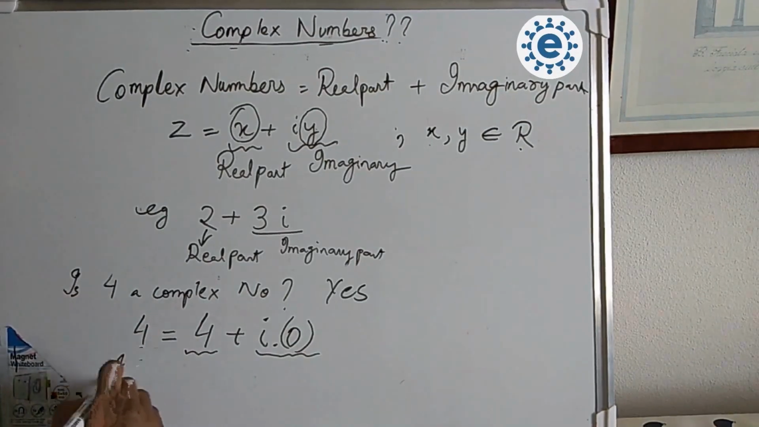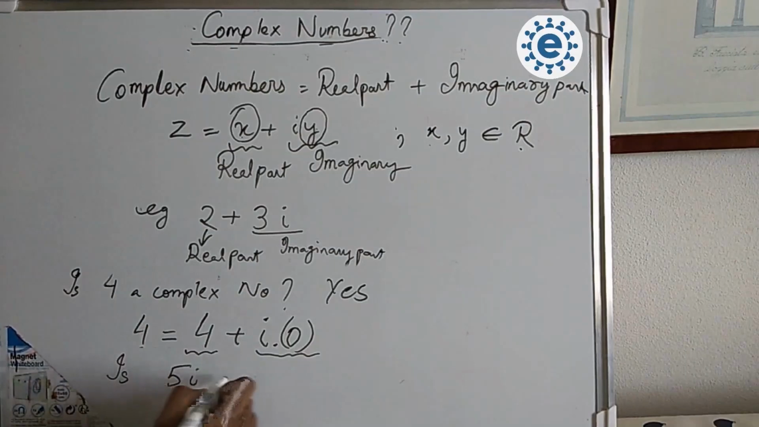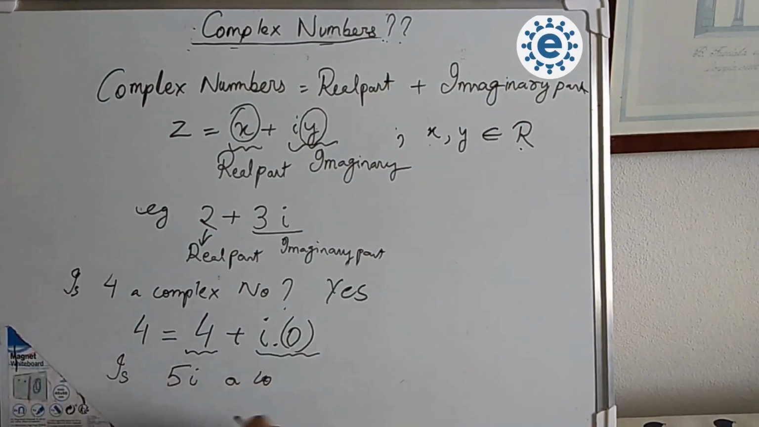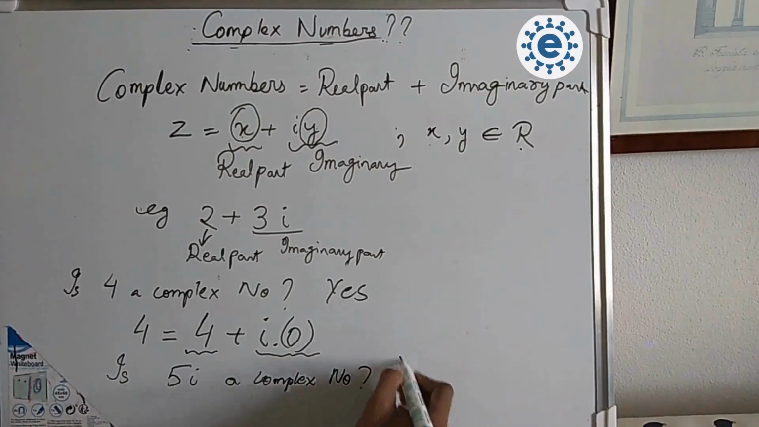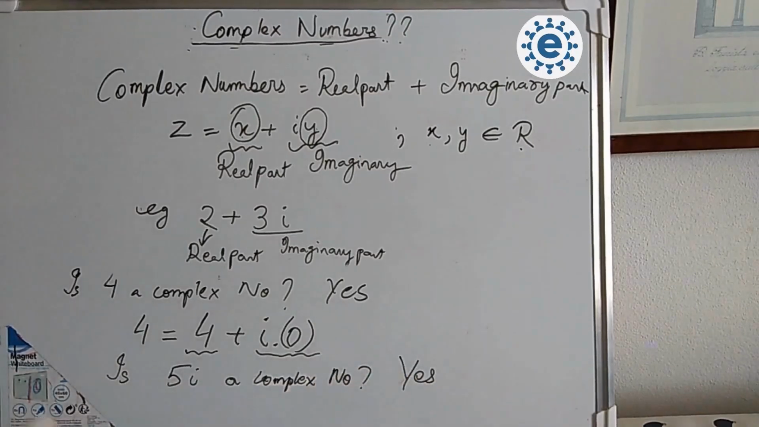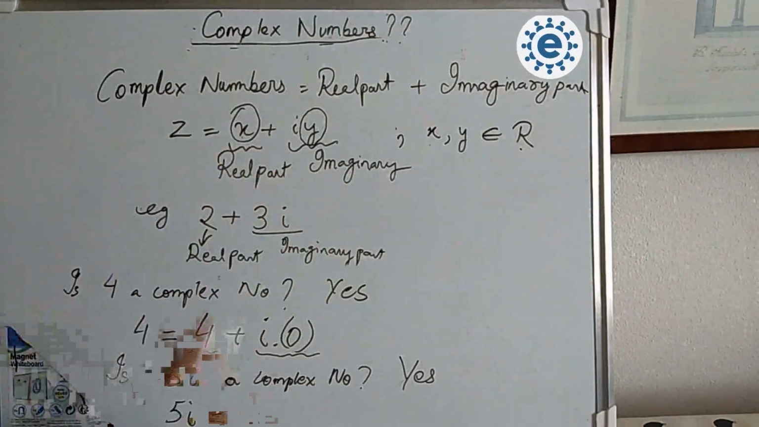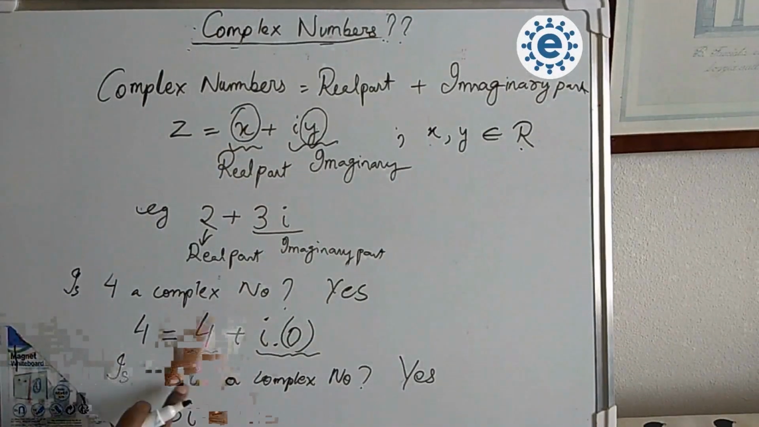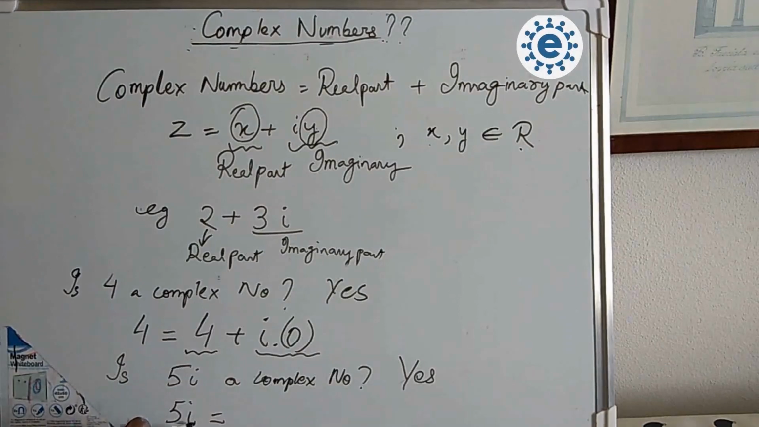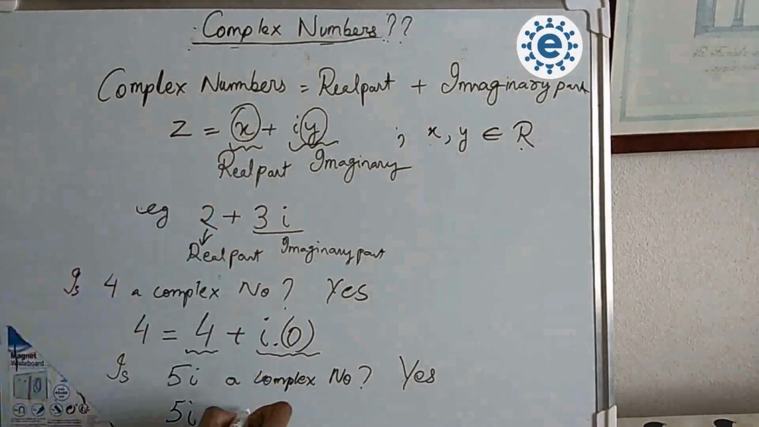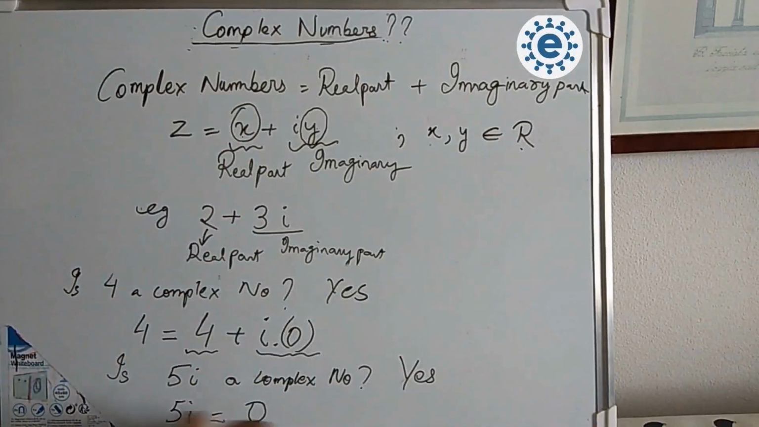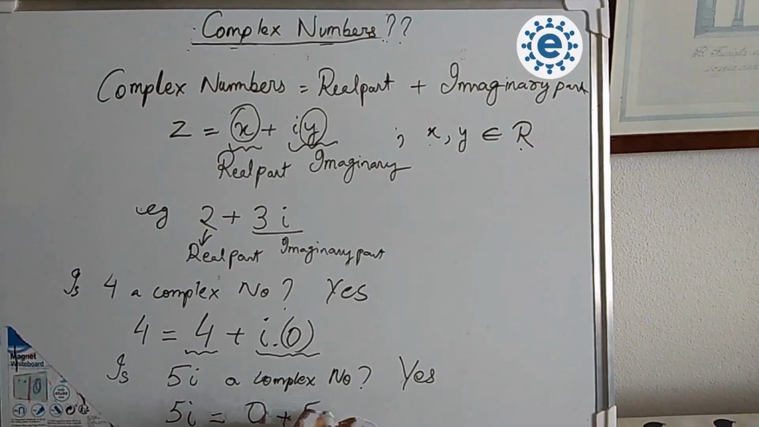Similarly, is 5i a complex number? Yes. How? Let's write in the same way. 5i, this is our complex number. We will write in two parts. What we see here is that 5 is multiplied by i. So this is our imaginary part. Since we don't have any real part here, the value of x here is 0. And the rest is plus 5i.